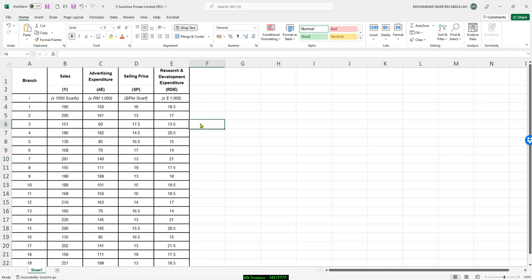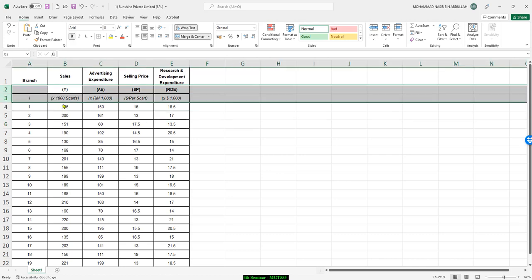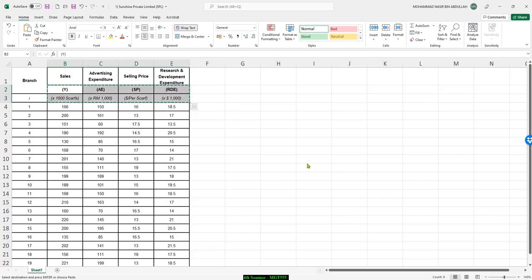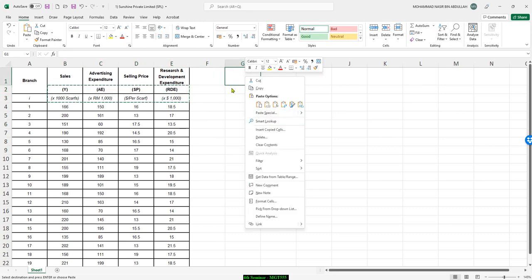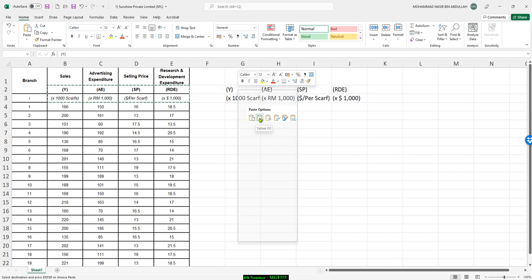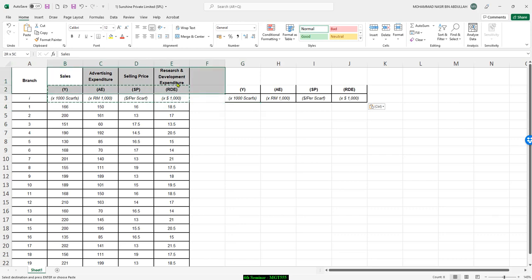Right, so now first step, kita kena buang variable notes. We understand the first column ni, sales ni, is multiplied with 1,000 scarf. This is multiplied with 1,000 ringgit. This is a dollar per scarf, and then this is multiplied with 1,000 ringgit lah. So we need to understand this one and take note dekat tempat lain lah. Right, ataupun kita boleh copy this one and take note dekat sini atau letak kat sini lah. Right, so kita faham lah dia punya.